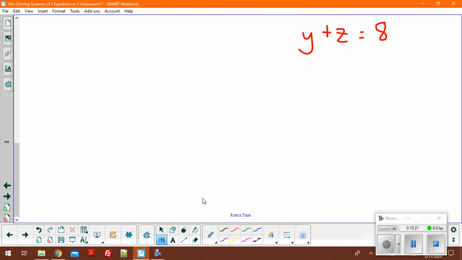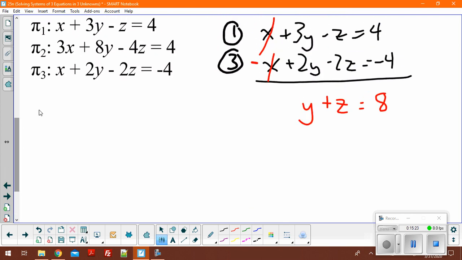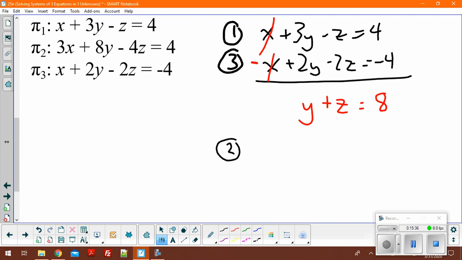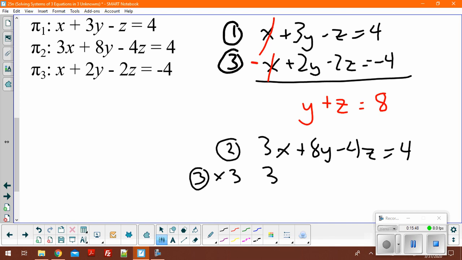Now I'm going to pick another pair. If I want to use equation 2, I'll have to pick another equation and multiply it by 3. So let's say I'll use equation 3. I'm going to keep equation 2 the way it is: 3x plus 8y minus 4z is equal to 4. And I'm going to take equation 3 and multiply it by 3, so I get 3x plus 6y minus 6z is equal to negative 12.